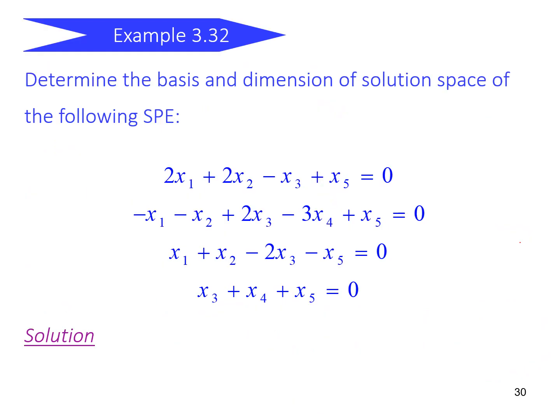Example 3.32, determine the basis and dimension of the solution space of the following systems of linear equations. Right, so we are given a system of linear equations where the scalars on the right side of each equation are all 0. Therefore, this system is a homogeneous system of linear equations. And we know that every homogeneous system of linear equations has a solution, where it is either unique or infinitely many.